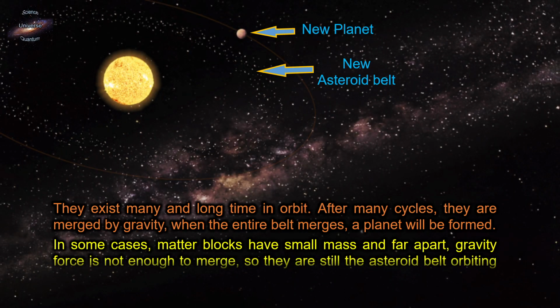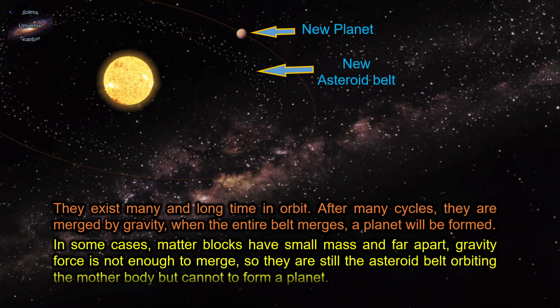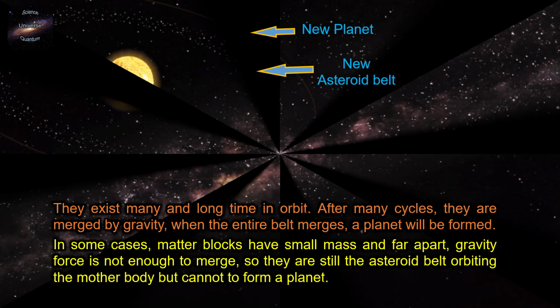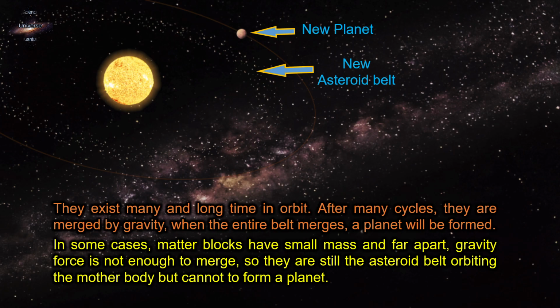In some cases, matter blocks have small mass and are far apart. Gravity force is not enough to merge, so they are still the asteroid belt orbiting the mother body but cannot form a planet.